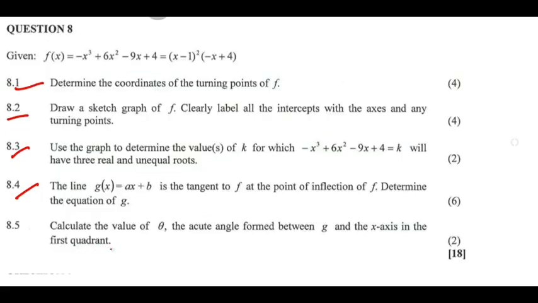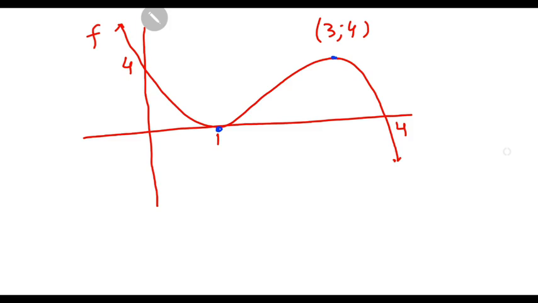8.5. Calculate the value of theta, the acute angle between g and the x-axis in the first quadrant. I'll show you how to solve this question. So this is the last question. We need to calculate the value of theta. So must remember the tangent at x equal to 2. So this is the tangent line, the graph touching here. Now we're looking at this angle theta here, touching the x-axis.